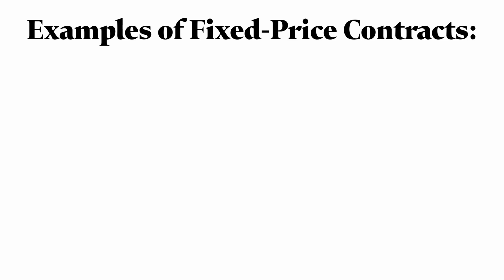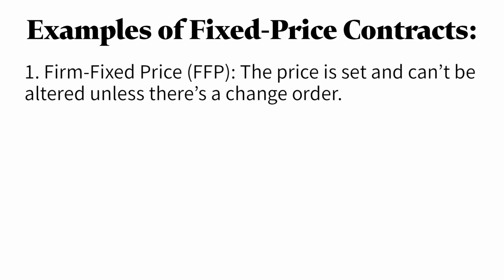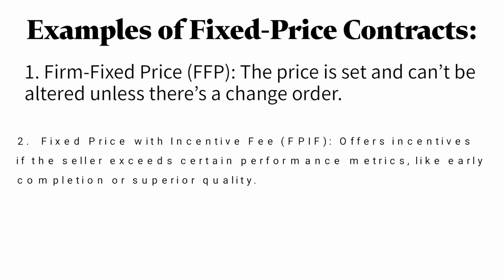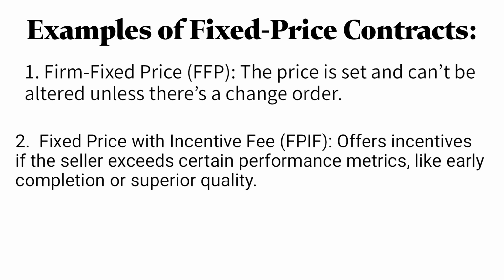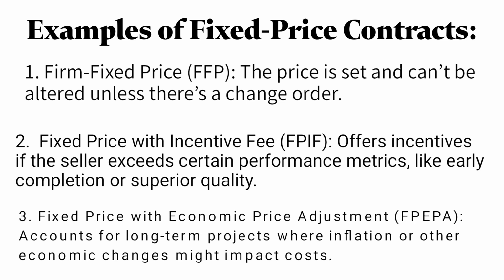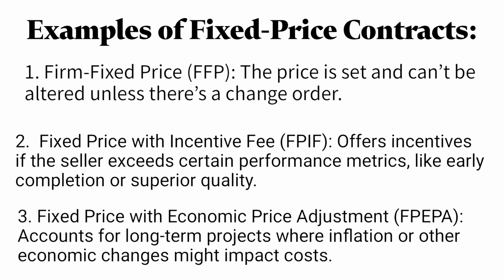Let's look into 3 examples of fixed price contracts. 1. Firm fixed price, FFP. The price is set and can't be altered unless there's a change order. 2. Fixed price with incentive fee, FPIF. Offers incentives if the seller exceeds certain performance metrics like early completion or superior quality. 3. Fixed price with economic price adjustment, FPEPA. Accounts for long-term projects where inflation or other economic changes might impact costs.